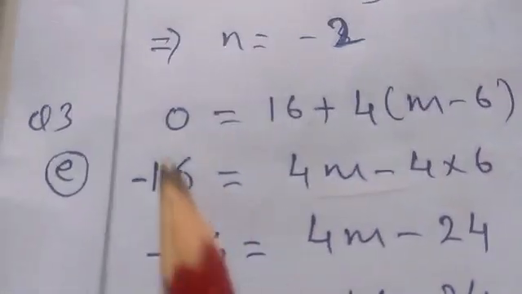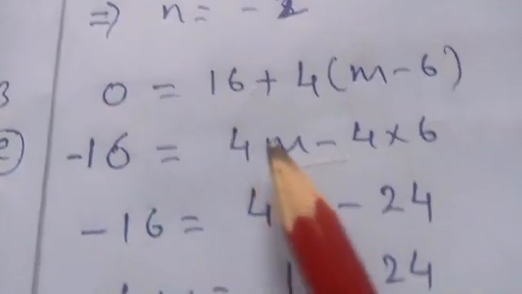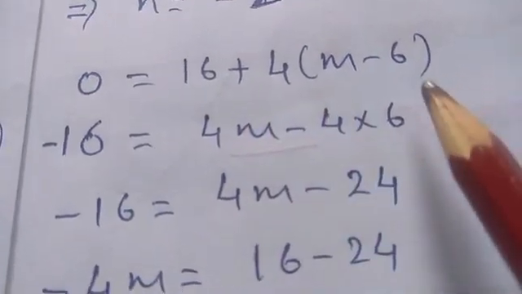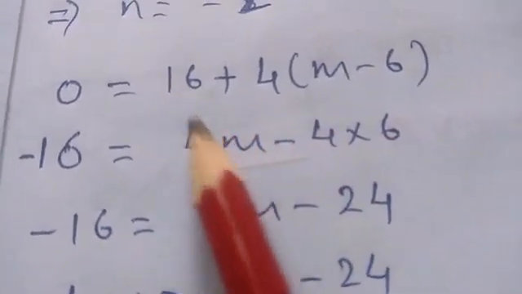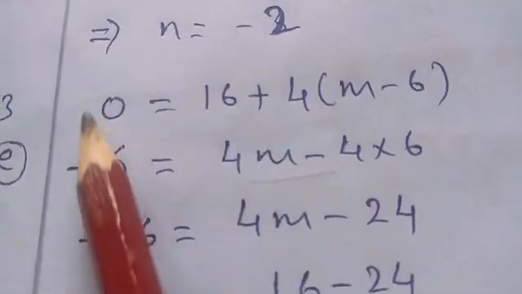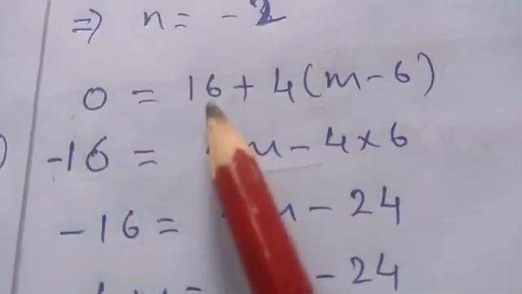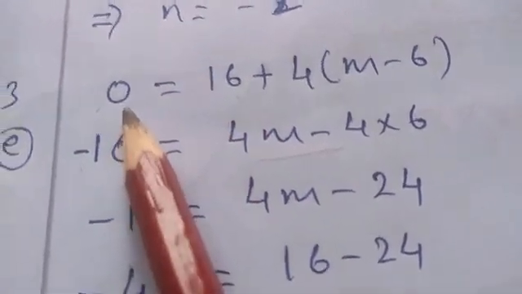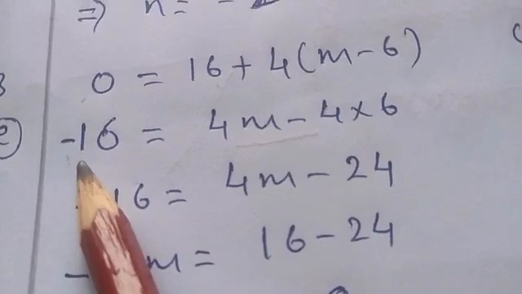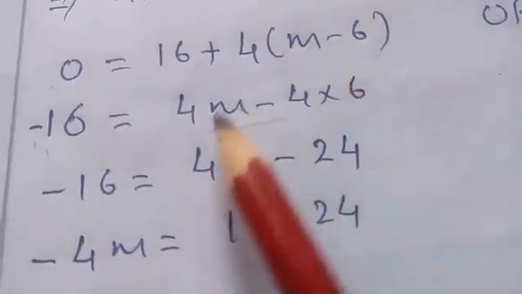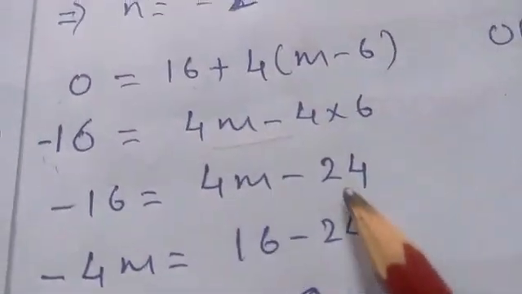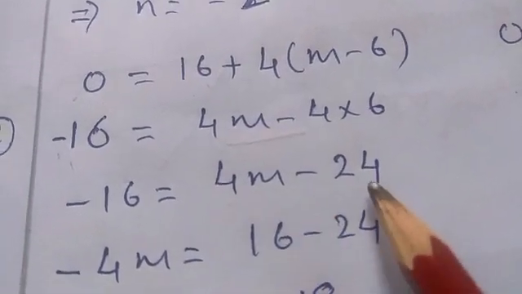Now see here, this is 0 is equal to 16 plus 4 into m minus 6. Here plus 16 has gone this side, so it has become minus 16. There is no sign, that means it is plus. So plus 16 has gone to the left hand side, it has become minus 16. Now multiply 4 into m, 4m, 4 sixes are 24. Okay, so we get 4m minus 24.